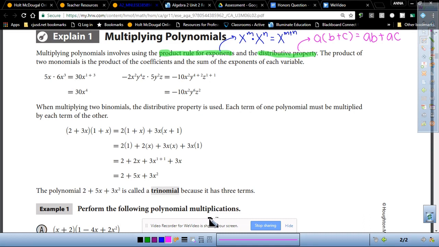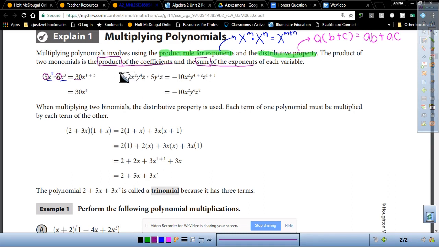Now, when we have a product of two monomials, it's going to be a product of the coefficients, and then a sum of the exponents of each variable. So over here, notice I have 5x times 6x cubed. The 5 times the 6 multiply to make 30. And then x and x cubed, well, that's x to the first times x to the 3. So we add the 1 plus 3 together to get x to the fourth.